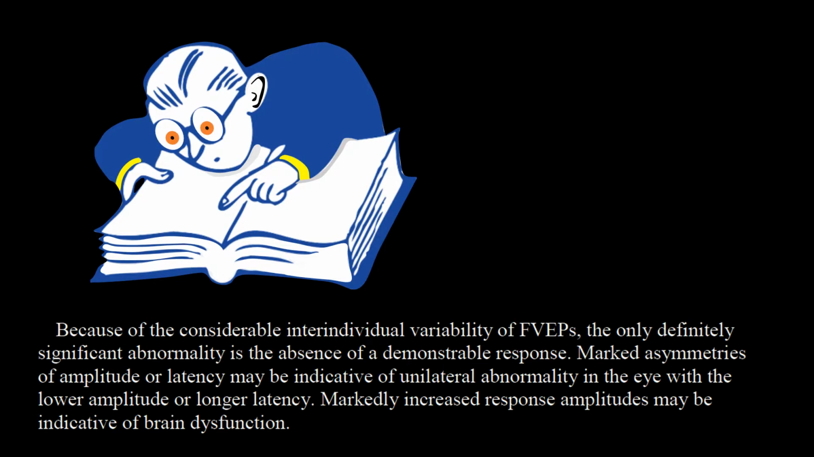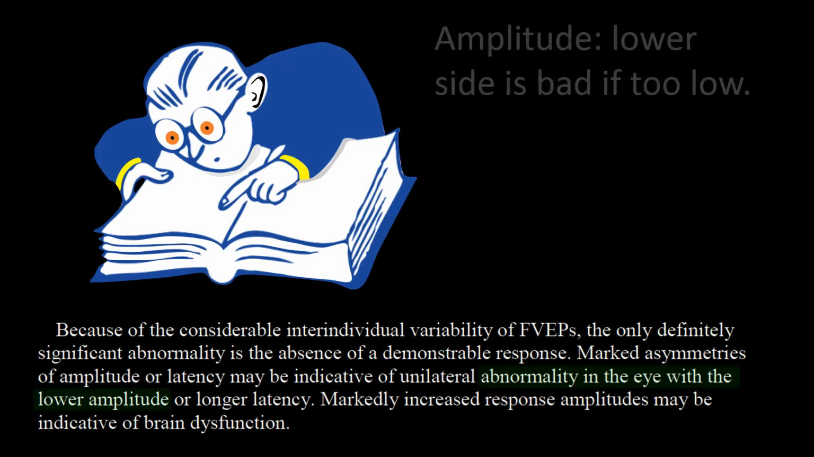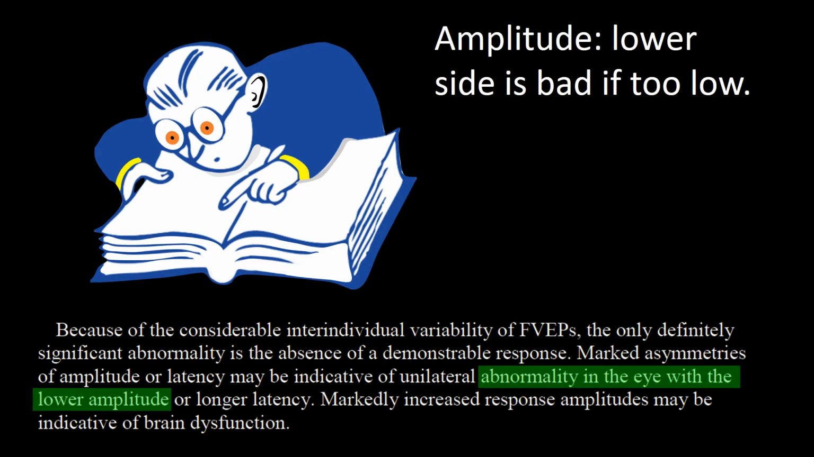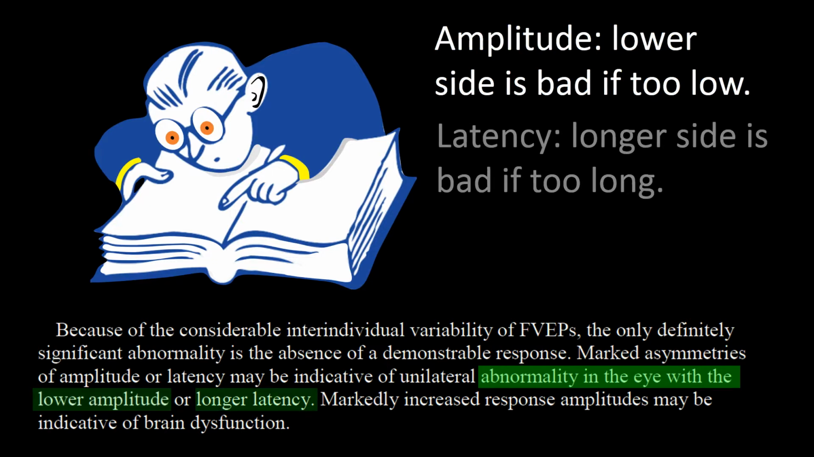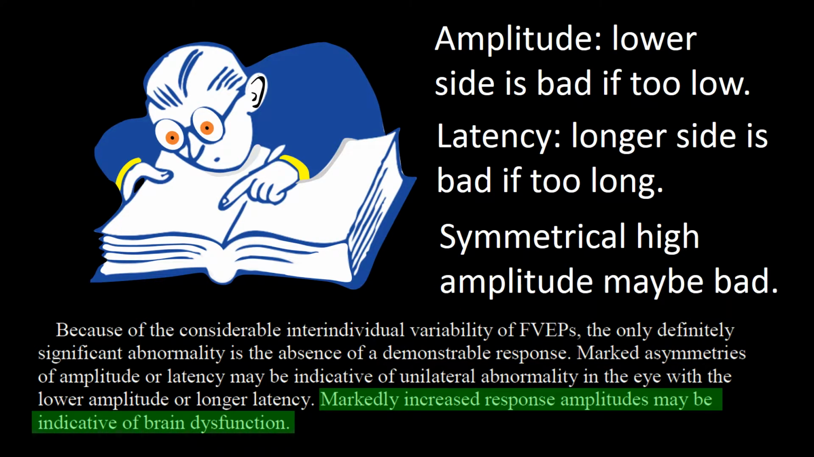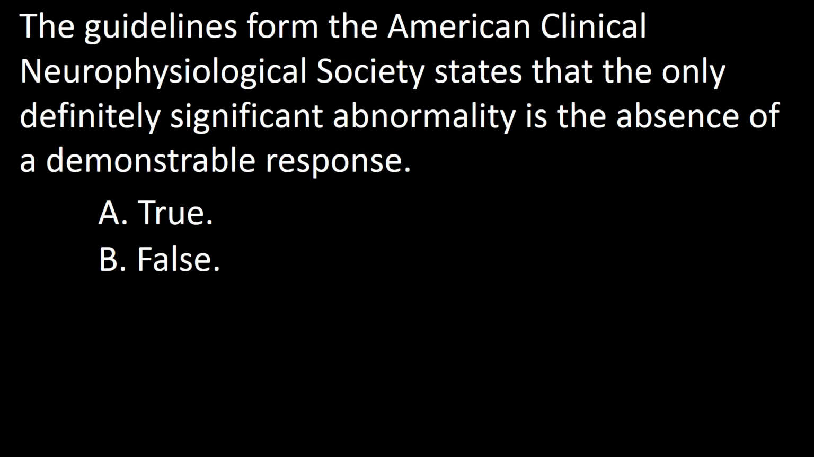The guideline states, as I have mentioned before, that the only definitely significant abnormality is the absence of a demonstrable response. The Academy goes on to say that lower amplitude on one side is bad if it is too low. Longer latency on one side is bad if it is too long. And that symmetrical high amplitudes may be bad. So the answer to this question is true.